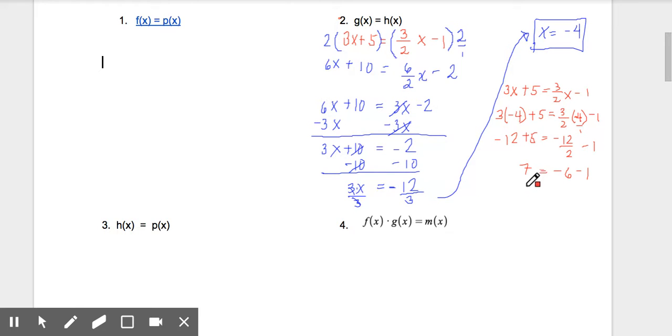So now we'll have, negative 12 plus 5, you have more negatives than positives, so this 7 should be negative. Therefore, we'll have here negative 7 is equal to, you have a negative 6 and a negative 1, so you will add them up together and we're going to get negative 7. Therefore, our answer negative 4 should be the right answer.